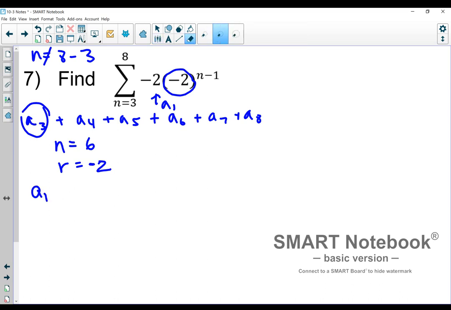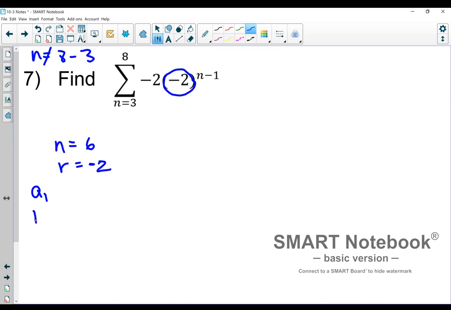And I'm going to erase some of this junk to get it out of the way. And I'm going to call it a sub 1 because it's the first term I'm adding. And in my summation formula, it's going to be a sub 1. So I'm going to label this first term I am adding. It's going to be when my n equals 3.